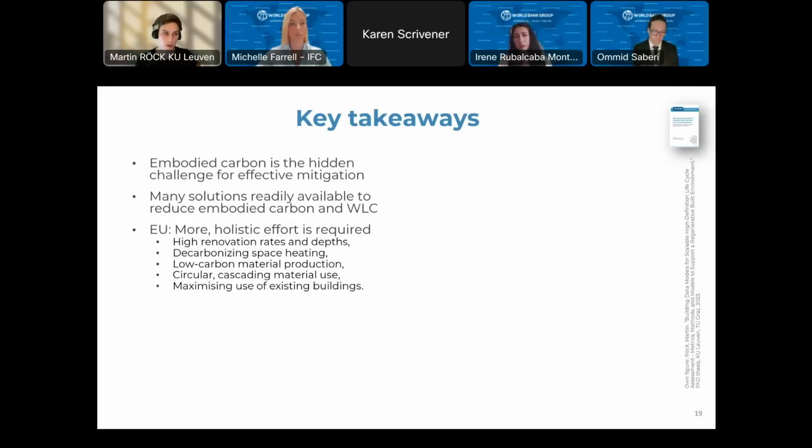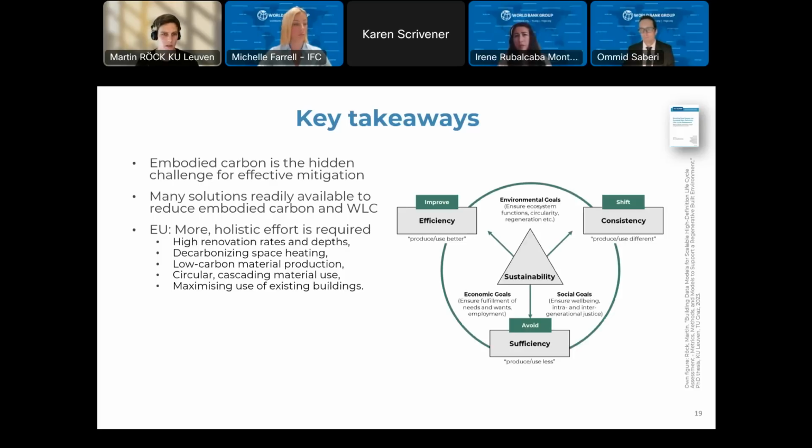So from the European analysis, we see that more effort is required and that a holistic effort is required. We need to see higher renovation rates and renovation depths. So we really recommend deep energy retrofits as much as possible. Decarbonization of space heating is required, the deployment of low carbon material production at scale, as well as the circular cascading use of materials, and to maximize the use of existing buildings. All of those are relevant strategies in the European context.